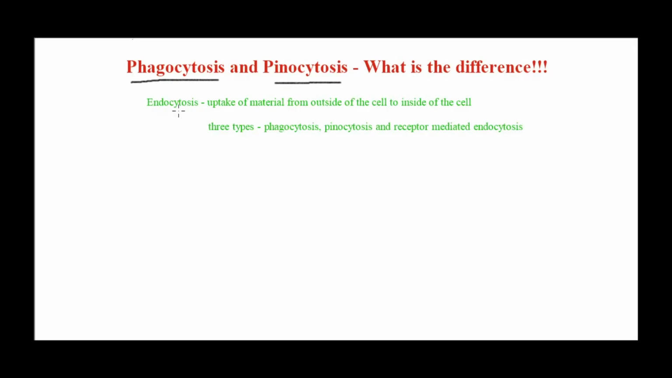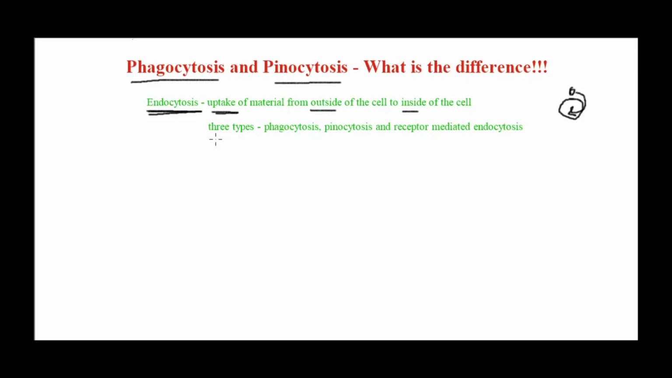First, let's understand the definition of endocytosis, because phagocytosis and pinocytosis are both types of endocytosis. Now, endocytosis is a method that a cell utilizes to take up any material from outside of the cell to inside of a cell. When a cell wants to take some material from outside to inside, this process is called endocytosis.